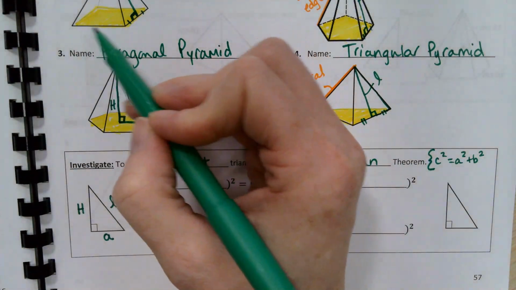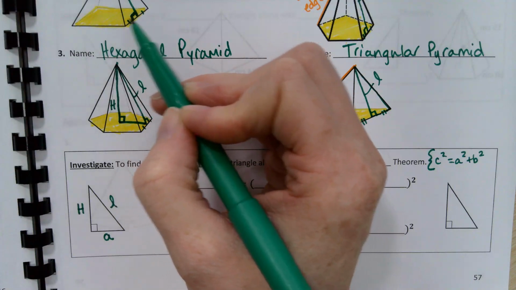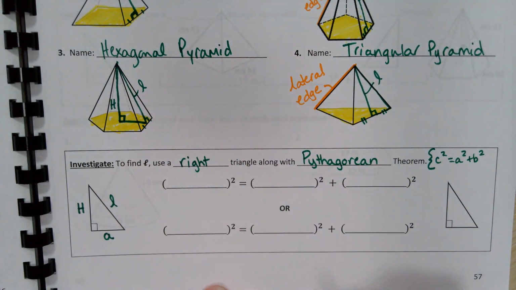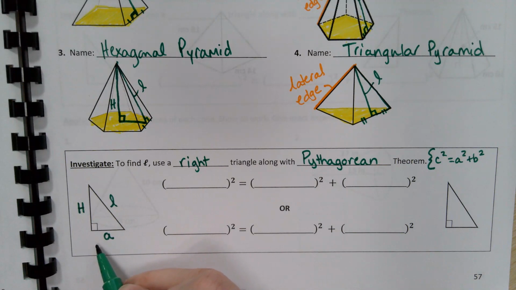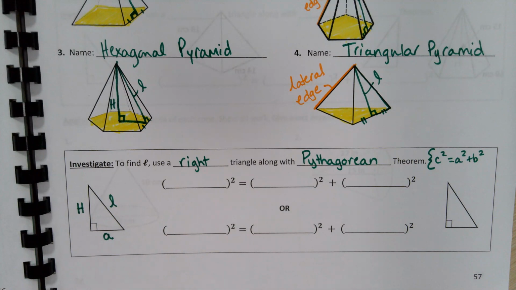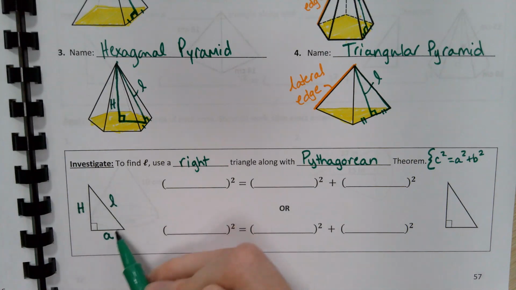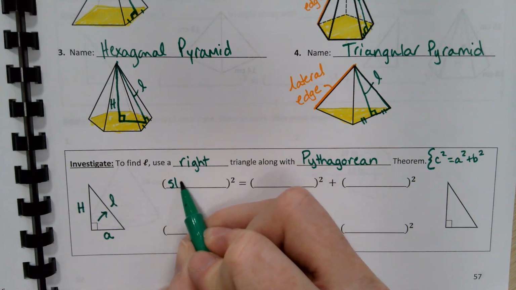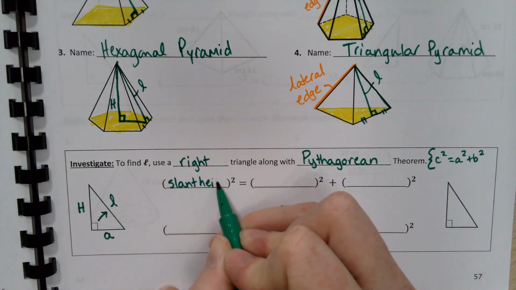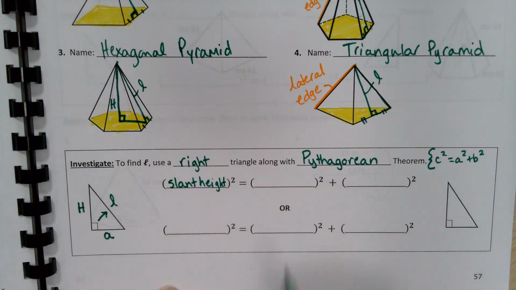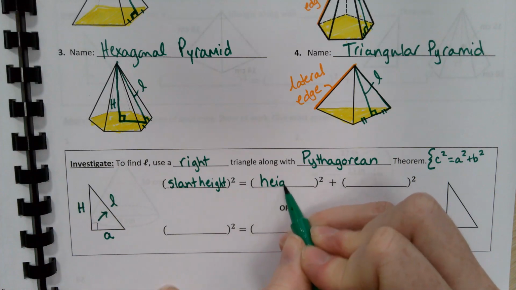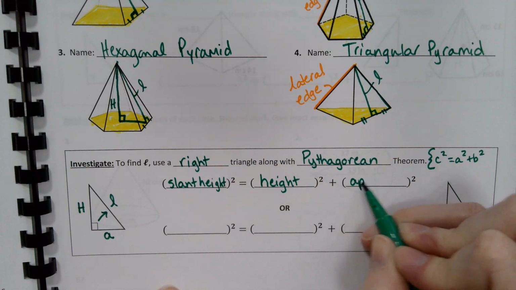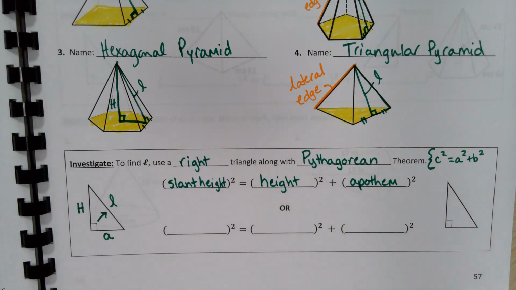If our base is a square, we can technically call it the apothem, but we can also call it a half of a base edge. So that bottom piece sometimes is a little bit tricky to track down, but we'll practice finding that. And so if we look at that triangle, that slant height, that L, would be our C value across from the right angle. And then our capital H height and our apothem would be the A and the B part of that formula.